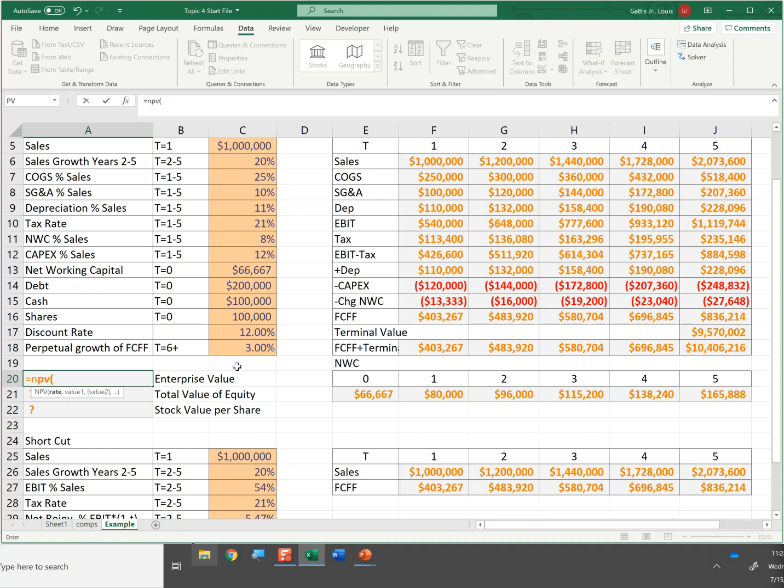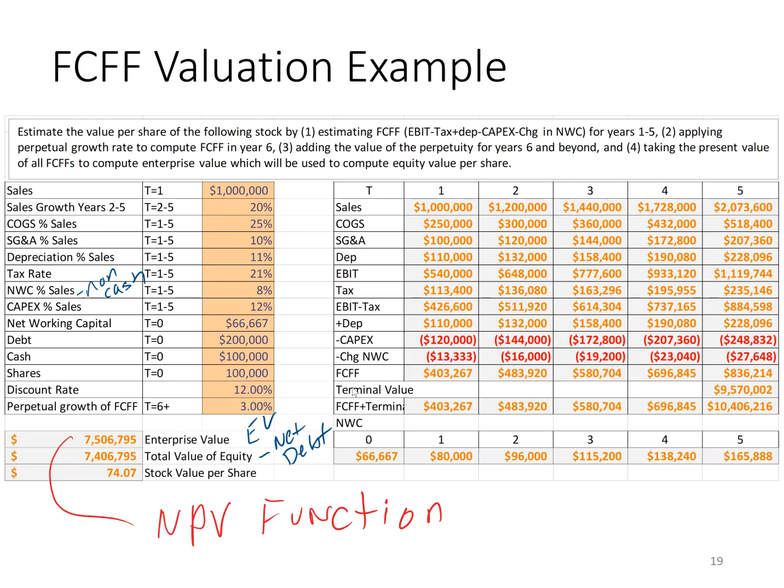So I'm going to do NPV. I'm going to put in a discount rate, comma. I'll put in all the future cash flows, years 1 through 5. Again, remember this 9.5 billion is in year 5 terms because it's a year 6 cash flow over R minus G, which is the value in year 5. I'll close that. 7.5 billion.